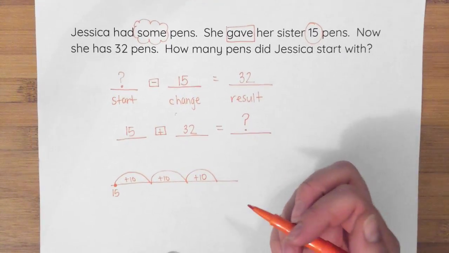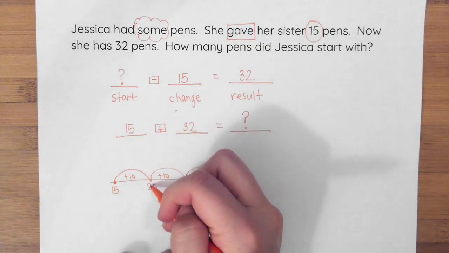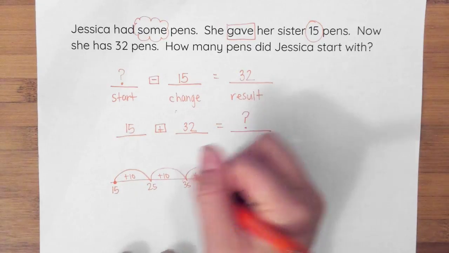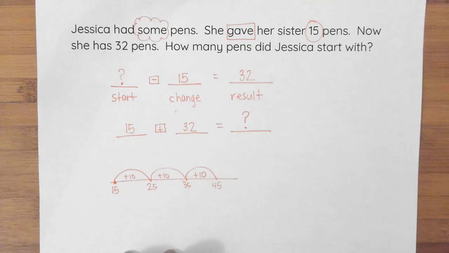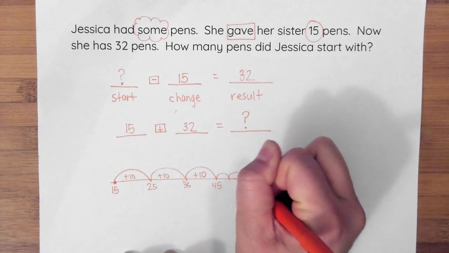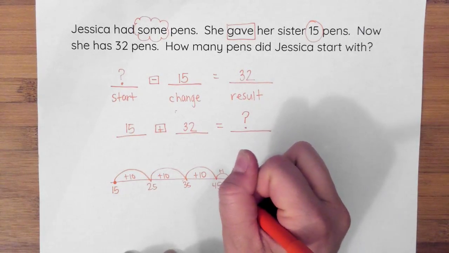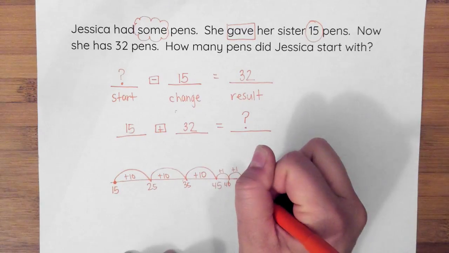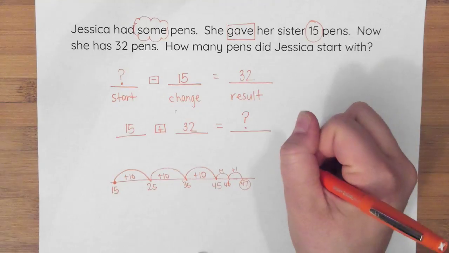No. So I know that when I add 15 plus 10, I get 25. 25 plus 10 is 35. And 35 plus 10 is 45. Well, then it said I need to add 2 ones. So I'm going to add 1, 2. So I'm going to add 1. So I know 45 plus 1 is 46. 46 plus 1 is 47. So I know that by adding 32 to 15, she started with 47.